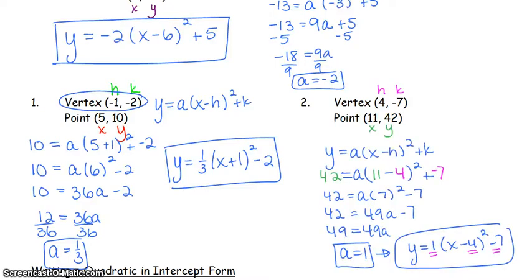The first thing you should have done is solve for your a value. We start with vertex form. We plug in our x, our y, and we plug in our h and our k. From there, we follow our order of operations, and hopefully you got to the point where you found that a was equal to 1. From there, we plug our a value in, which is 1.